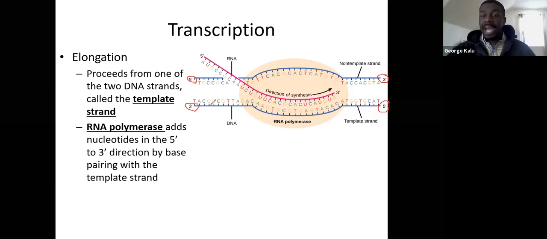So when we're adding our RNA nucleotides, we're going to be adding them in a complementary manner to the template strand, but we're going to be adding those nucleotides from the 5' end to the 3' end. So we're going to be adding these nucleotides onto the 3' end of our RNA here. So we're always going to be adding to this side.